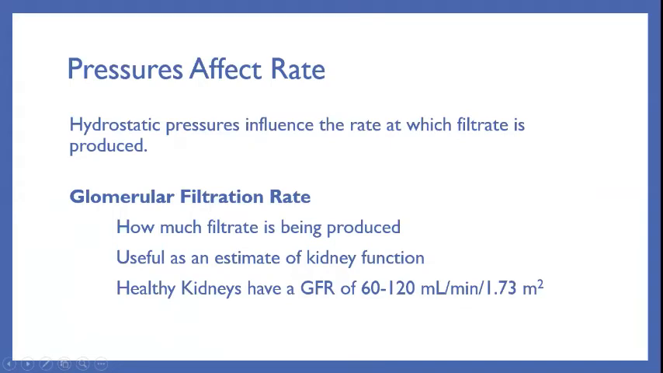The hydrostatic pressures influence the rate at which filtrate is produced. We can look at this as the glomerular filtration rate. It's a measurement of how much filtrate is being produced, and it's useful as an estimate of kidney function. Healthy kidneys are going to have a glomerular filtration rate of 60 to 120 milliliters per minute. This is just the amount of filtration that your glomeruluses are able to produce when they're healthy.